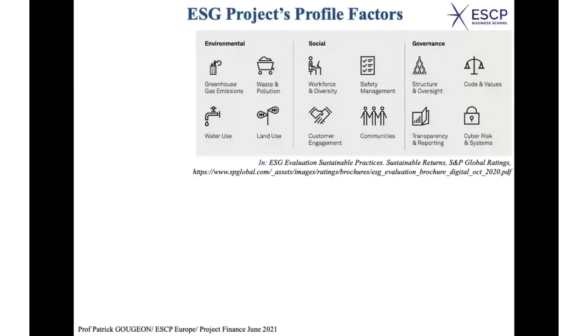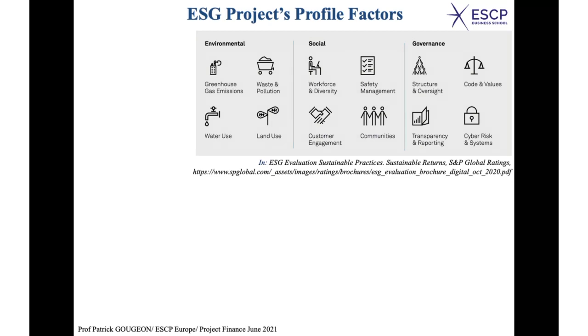Then you have the social impact. What kind of impact will the project have on the workforce and diversity? What about the impact on the safety of people? Mining projects, for instance, have a very negative assessment at this level, because usually these are dangerous, highly polluting activities, with a quite negative impact on communities. What about customer engagement? To which extent is the project in line with what customers and the public at large expect from you? And finally, governance.